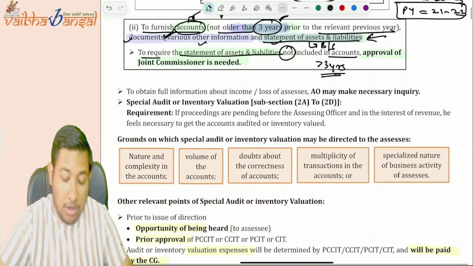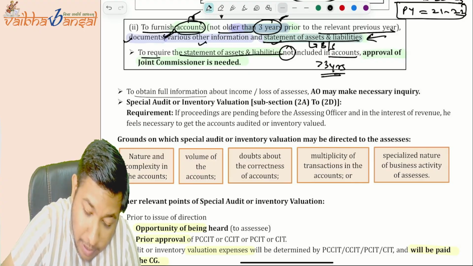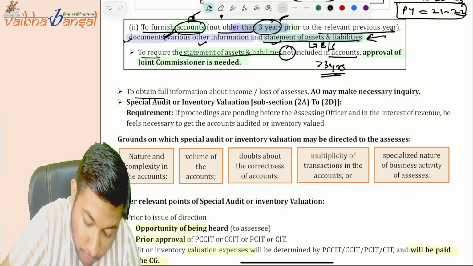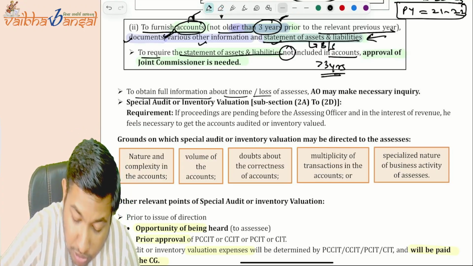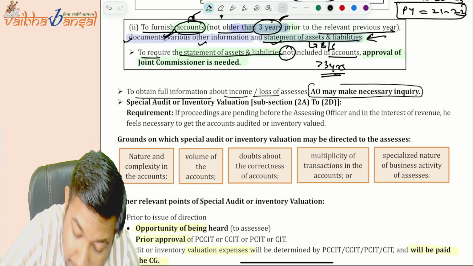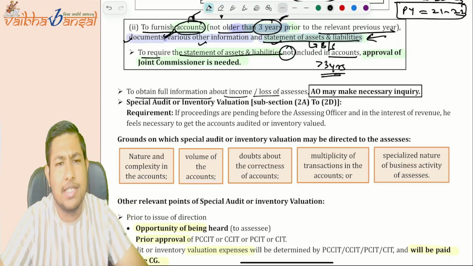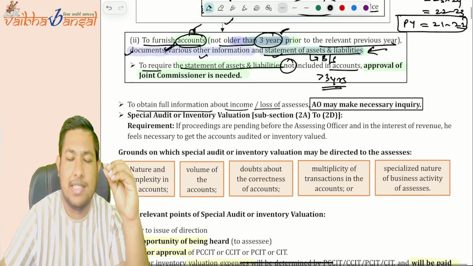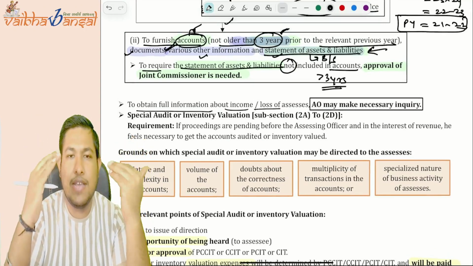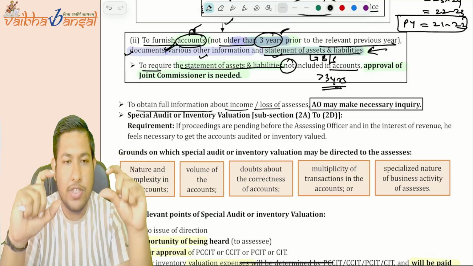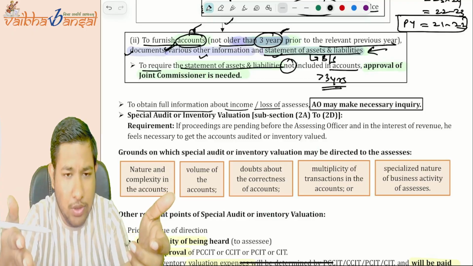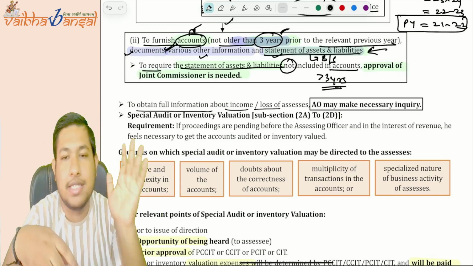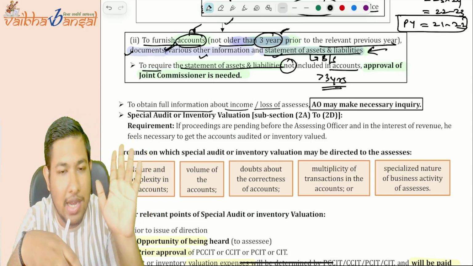Now, to obtain the full information about income and losses of the assessee, the AO may make the necessary inquiry. Like, the assessee has given the accounts, has given everything, but the assessing officer needs more information. So whether he can ask for all the information and for an explanation from the assessee. Yes, he can make all the necessary inquiry.